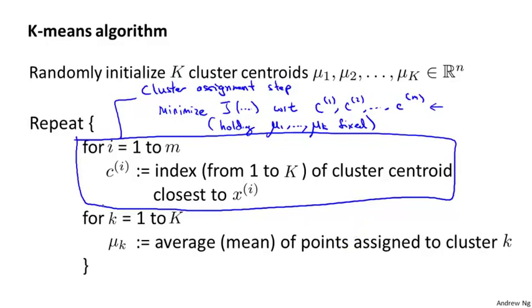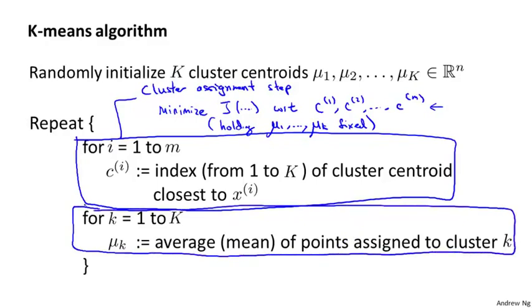And then the second step of k-means was the move centroid step. And once again, I won't prove it, but it can be shown mathematically that what the move centroid step does is it chooses the values of mu that minimize J. So it minimizes the cost function J with respect to, WRT is my abbreviation for with respect to, the locations of the cluster centroids mu_1 through mu_K.